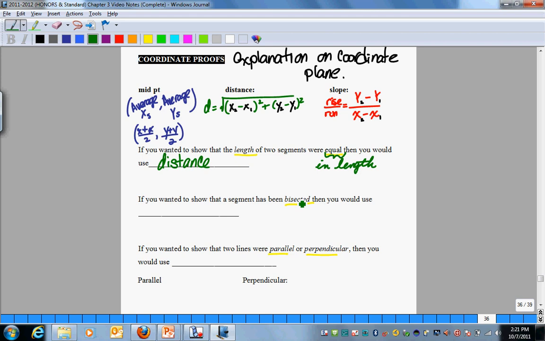If I want to show something's been bisected, when you think bisected, think goes through the middle of something. If it goes through the middle of something, we're talking midpoint.